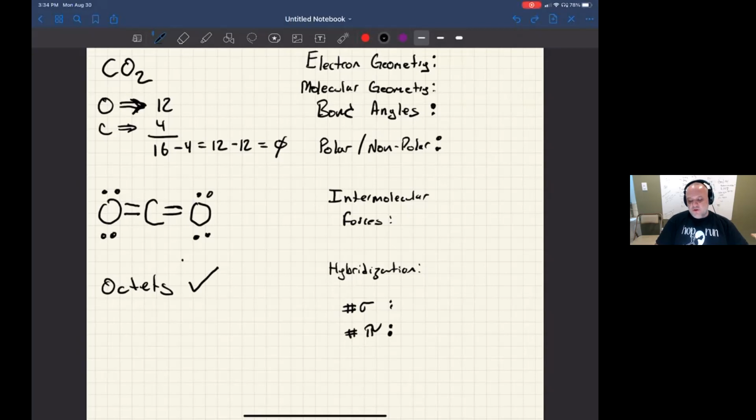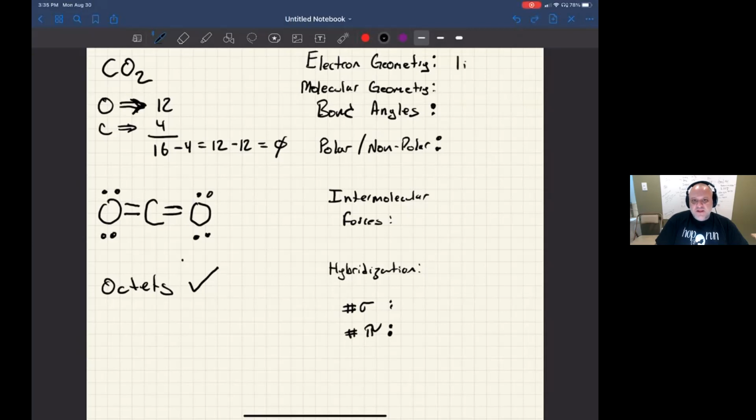Okay, so now we can determine all the geometries. Remember, a double bond counts the same as a single bond when you're counting for geometry groups or electron groups. The carbon in the middle only has 2 electron groups. It only has 2 geometry groups. I'm using the term interchangeably. A double bond to an oxygen only counts 1 time, so it has 2 geometry groups.